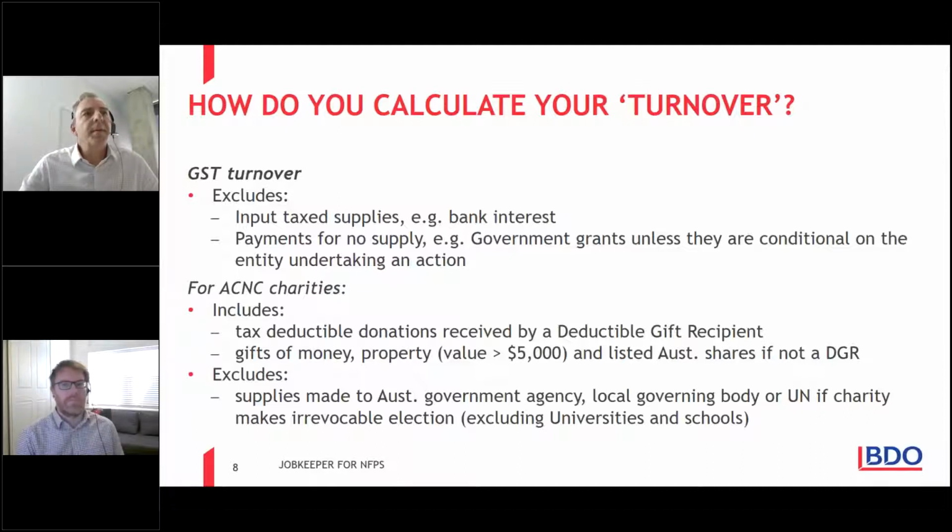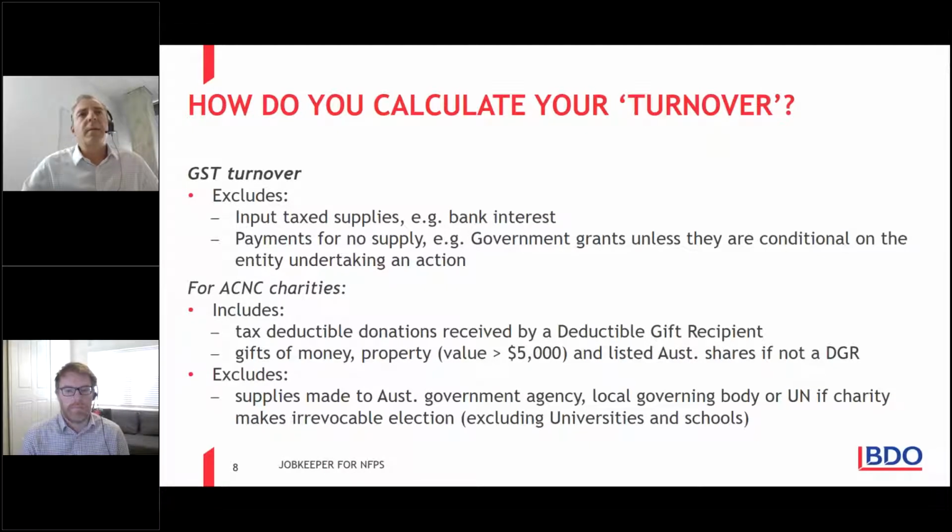So the starting point, as I said, is the GST turnover, but then we exclude certain things. We exclude input taxed supplies such as bank interest. For not-for-profits, and I haven't put this on the slide, there are certain supplies that you can choose to treat as being input taxed. Input taxed means that you don't charge GST when you make the supply, and you don't claim a GST credit for the GST when you make purchases. So things like school tuck shops, which are input taxed, are excluded, and things like certain fundraiser dinners where you choose for those to be input taxed would also be excluded.